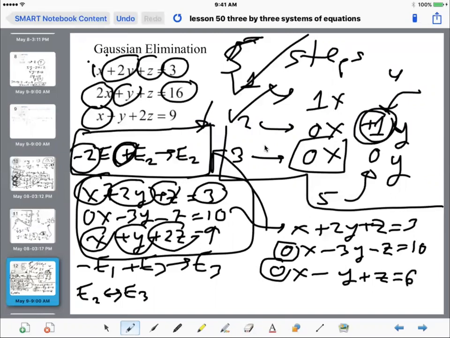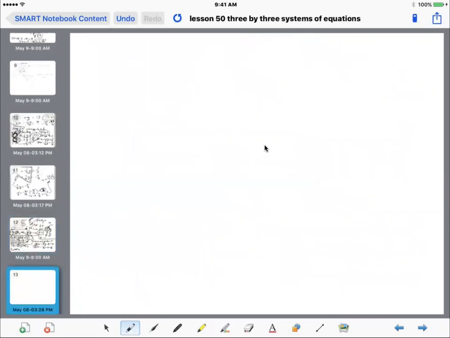Hold on. So I'm going to do this one. I'm actually going to do 2 steps because I do like to avoid the fractions as much as, oops, getting ahead of myself there. Tomorrow's lesson.